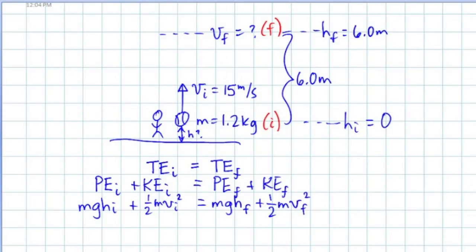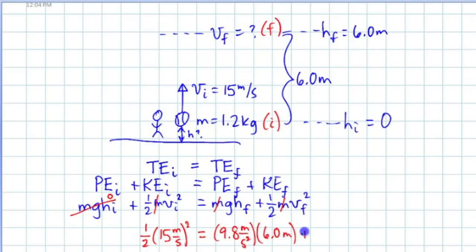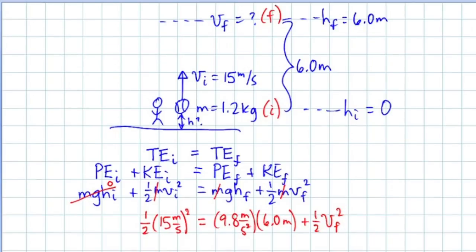Okay, so now what I can do is look at my equation and plug and chug, and the entire first term is going to be 0 because that initial height was 0. Okay, so then what we have left, all of the m's can cancel out, so we can have 1/2 (15 meters per second) squared equals 9.8 meters per second squared times 6.0 meters plus 1/2 v final squared.